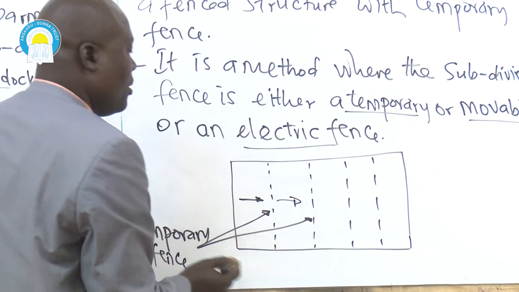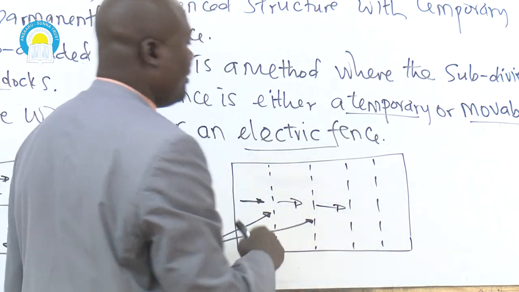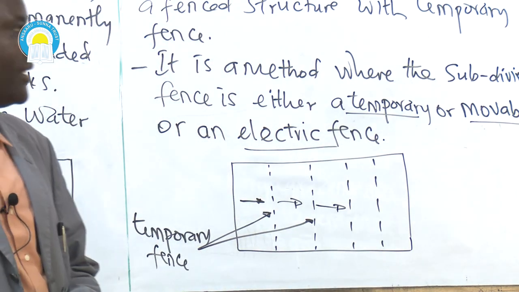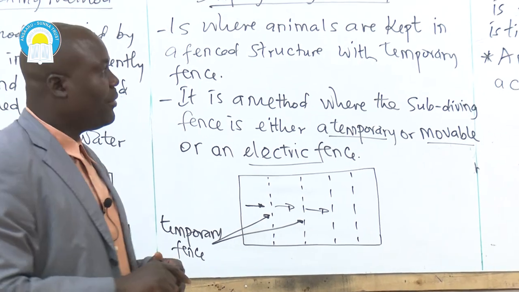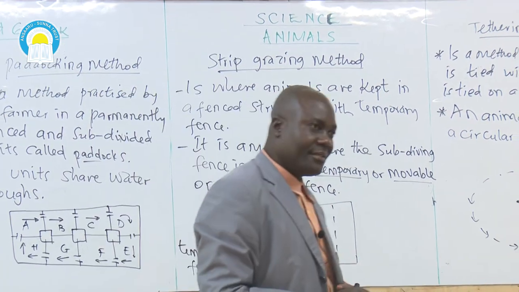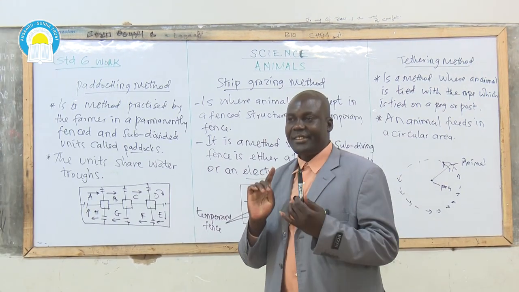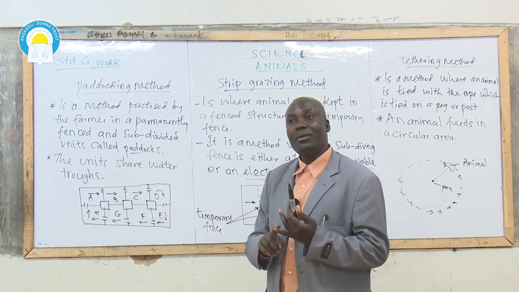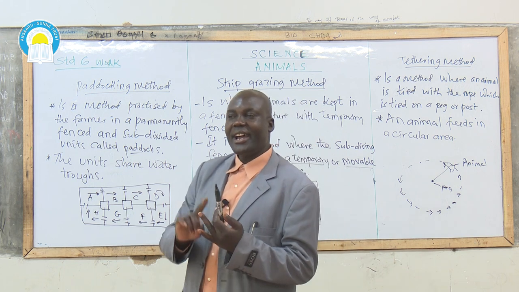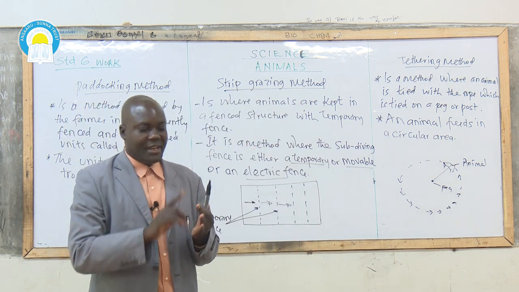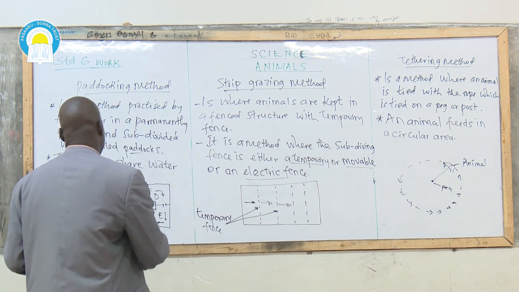They come here. When the grass is over, again, they'll be allowed to move here, and they move that fence. So that manner is what you call strip grazing methods. As I said earlier, under standard 6 topic animals, we are going to learn about 3 things. 1, we learn about animal feeds, which we have talked about. 2, we learn about animal grazing methods. Now we are going to number 3, which we call animal balanced diet.